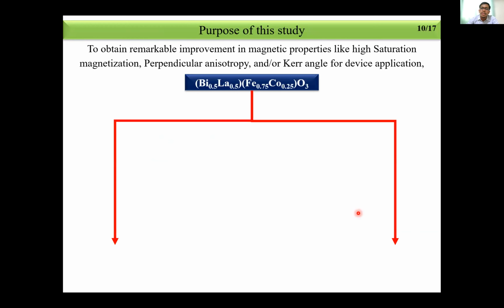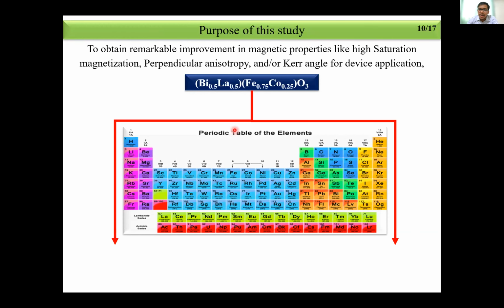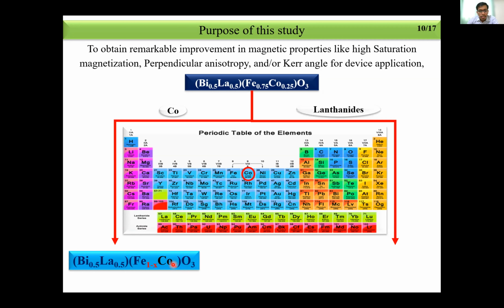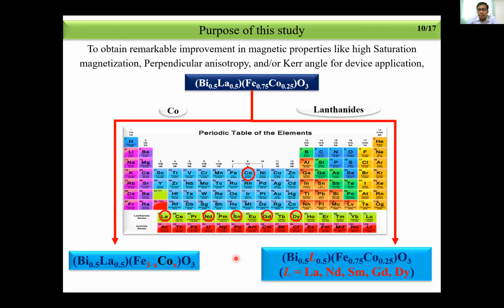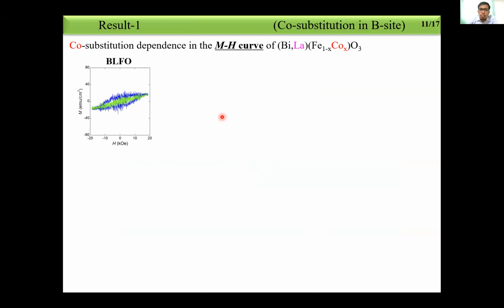So here I'm going to explain my study in two ways. First, I said I will substitute lanthanum and cobalt, but I don't know at what percentage I should get the optimum or enhanced magnetic property. So first, I will change the cobalt concentration with different compositions. I will fix a particular cobalt composition where the magnetization is really high. Then, keeping that cobalt composition as optimum, I will substitute different lanthanoid elements like lanthanum, neodymium, samarium, gadolinium, and dysprosium.